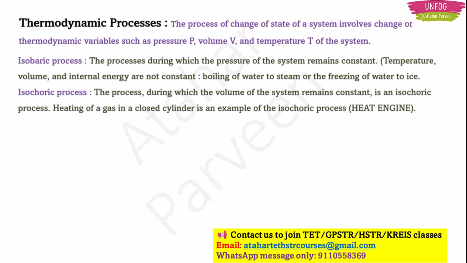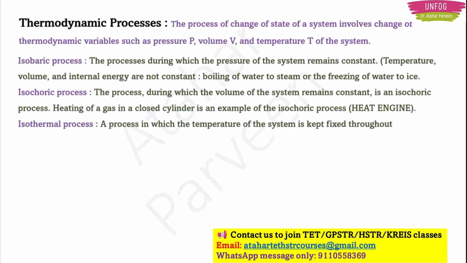Then comes the isochoric process. In isochoric process, the volume of the system remains constant. For example, heating of a gas in a closed cylinder. The best example is a heat engine. We'll talk about heat engine also in this lecture only. The process happening in the heat engine is an isochoric process.